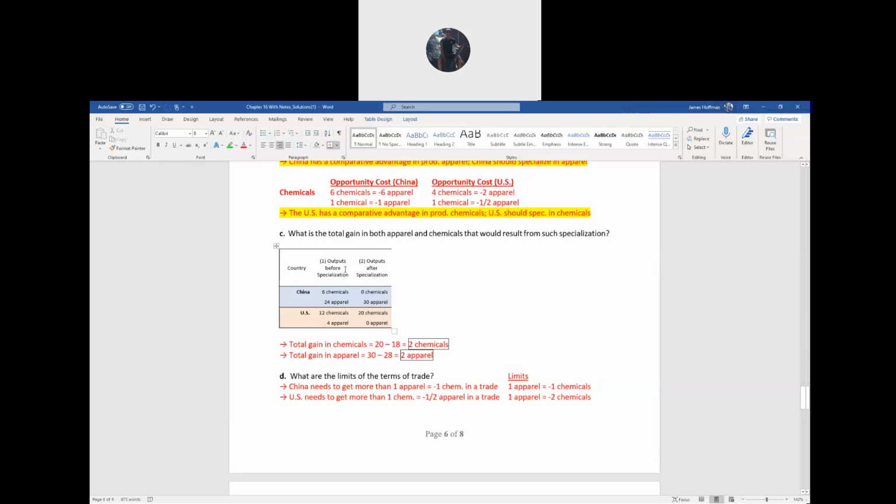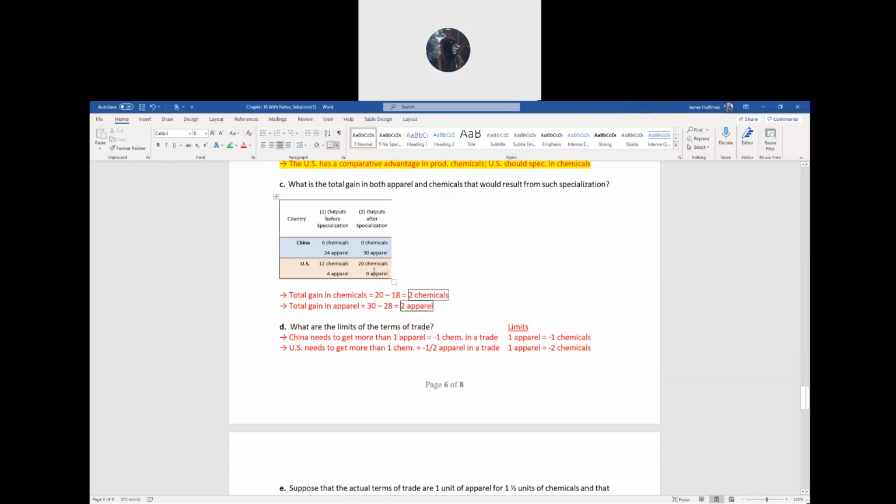Okay, now just by doing that, what did we gain in each of the things? So after specialization, we have 30 apparel, and we have 20 chemicals. So what did we gain? So for chemicals, we got 20. Initially, we had 6 plus 12, which was 18, so we gained 2. Okay, for apparel, we have 30 now. Initially, we had 24 plus 4, which is 28. All right, so we gained 2. So just by specializing, nothing else, we gained 2 chemicals and 2 apparel, right?